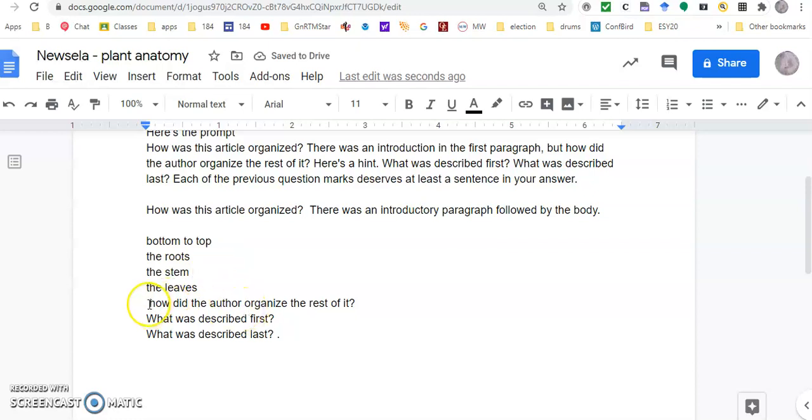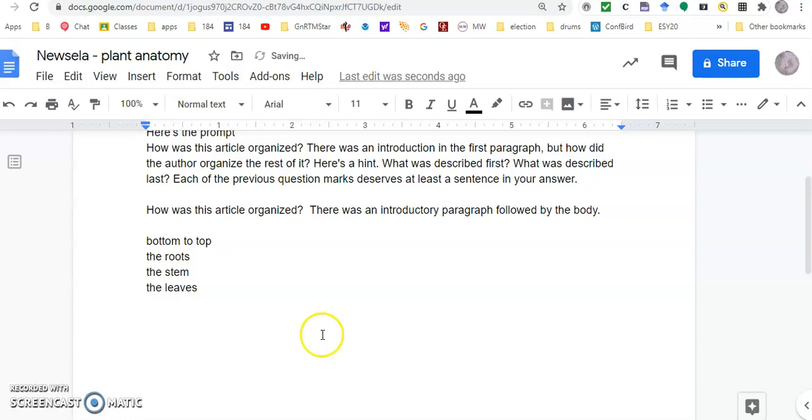So what we did was we pulled the questions away. And here's an outline for our answer. Now it's up to you to construct the answer. But the trick was to recognize what the structure was that the author used.